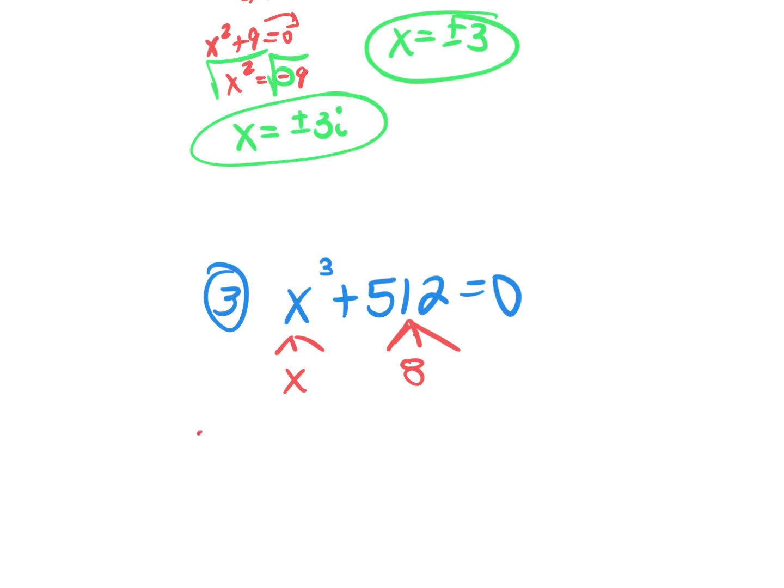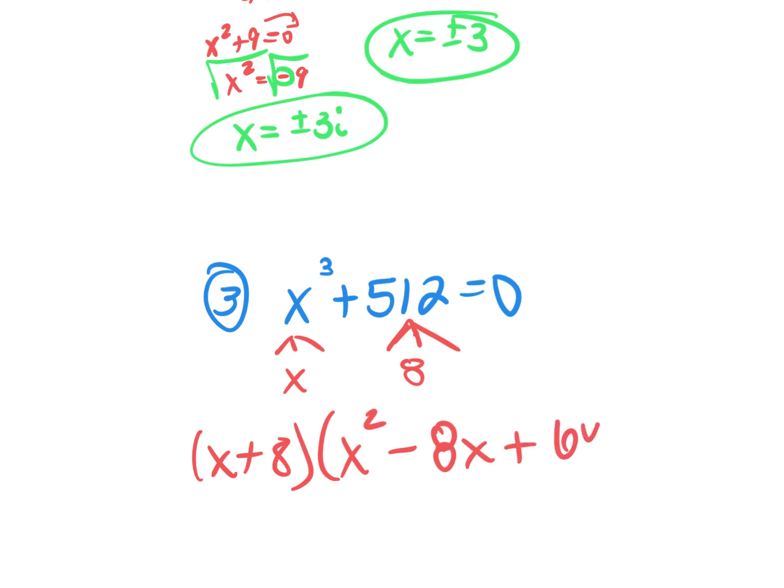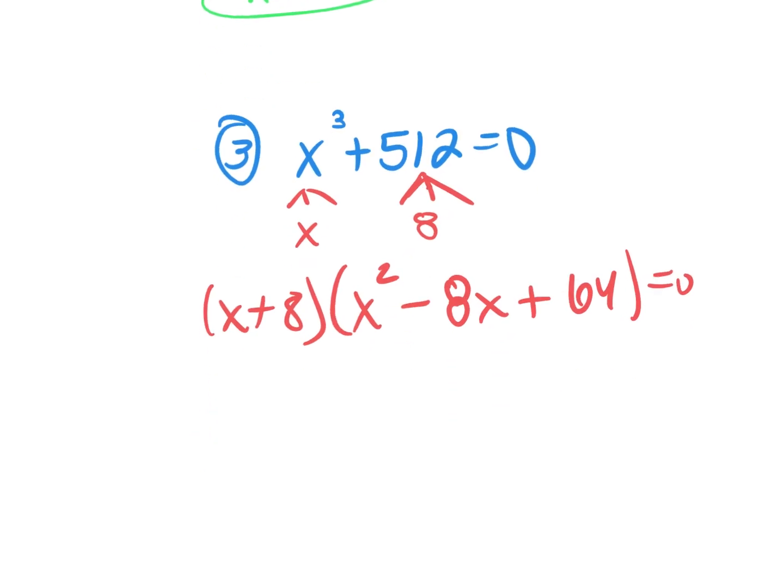So my pattern looks like this. x plus 8. And then I have a squared, which is x squared, minus a times b, so 8x, plus b squared, which is 64, equals 0. So here, when I set this equal to 0, x plus 8 equals 0, I get a solution of x equals negative 8, which is great.